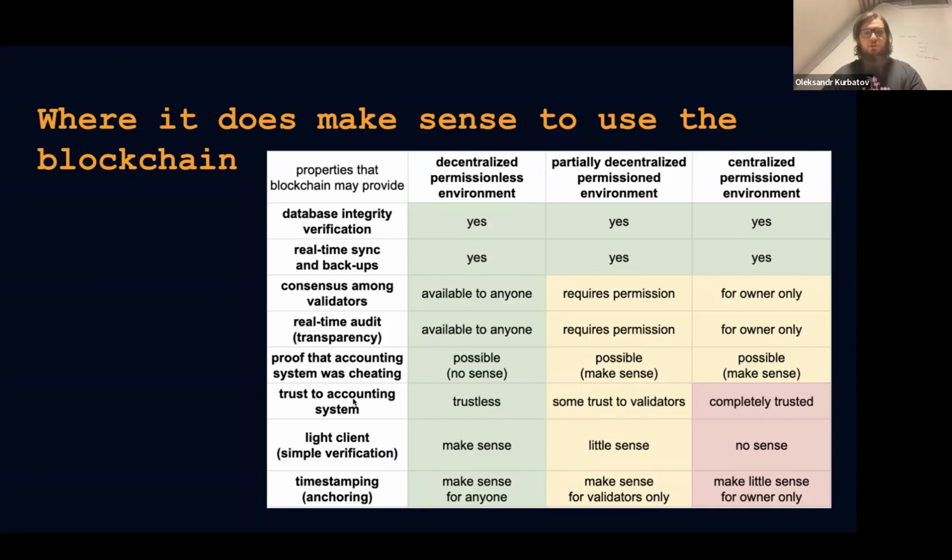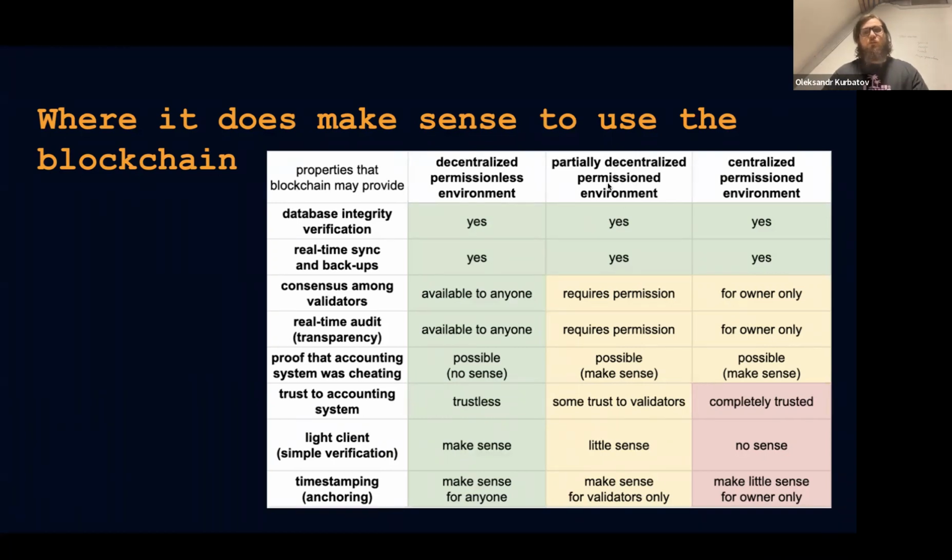Okay, the next one, trust to the accounting system. Blockchain can achieve that in a decentralized environment, because in a decentralized environment you should trust only the assumption that the majority of all validators and all community members behave and don't corrupt it.